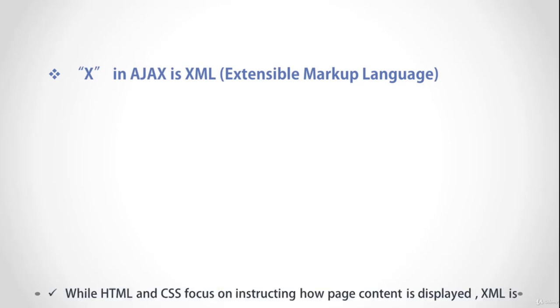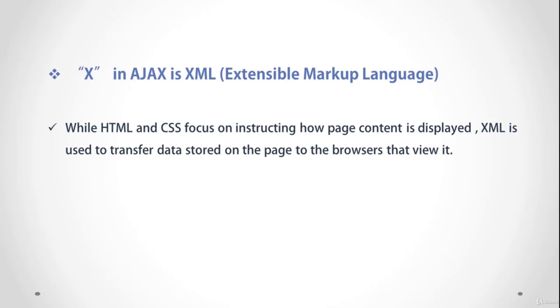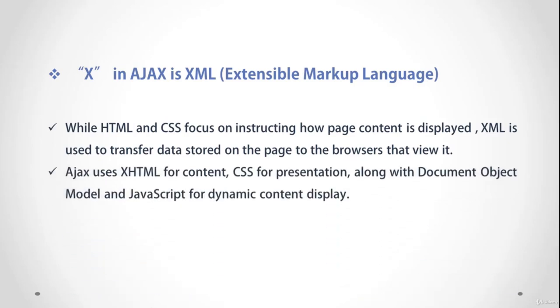While HTML and CSS focus on instructing how page content is displayed, like paragraph, headers, font, and colors, XML is used to transfer data on the web page to the browser that views it. Ajax uses XHTML for content, CSS for presentation, along with the document object model and JavaScript for dynamic content display.